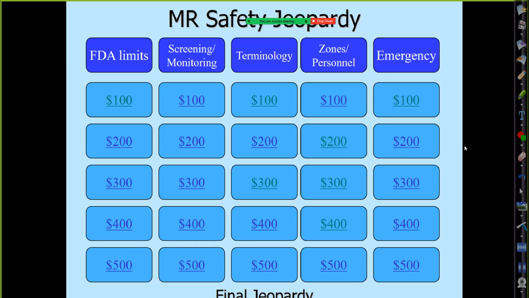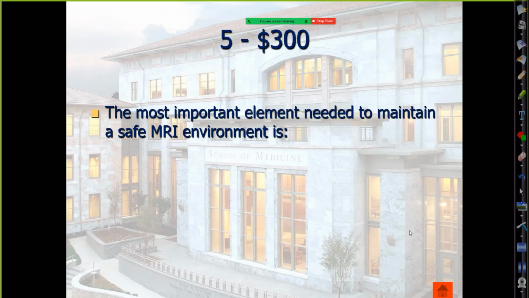Angelique, why don't you pick a category? 300. The most important element needed to maintain MR safety is, we didn't really talk about this, but what do you think? How do we incorporate an environment of good MR safety amongst our staff? Education. If we educate them correctly, we get this initial first training, then they can educate other techs, and it's just this good learning environment.